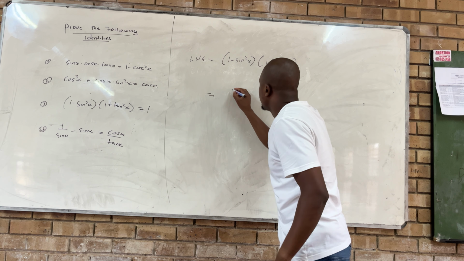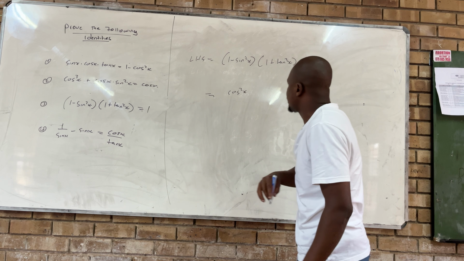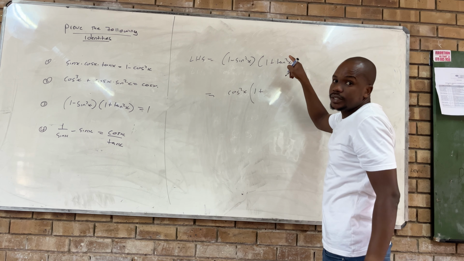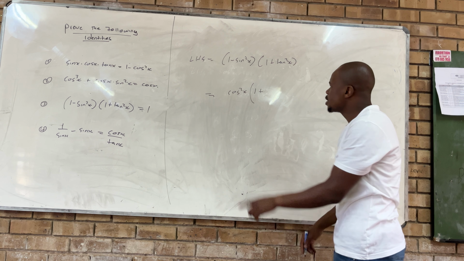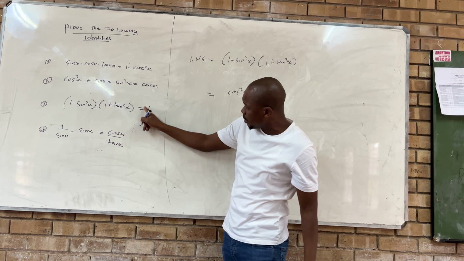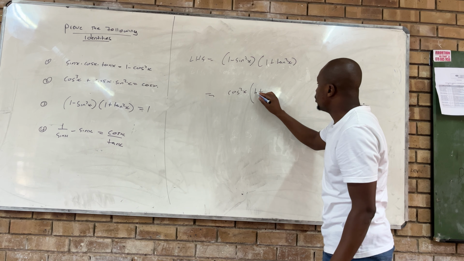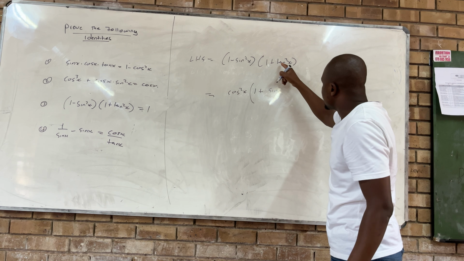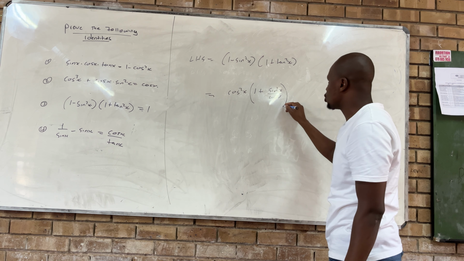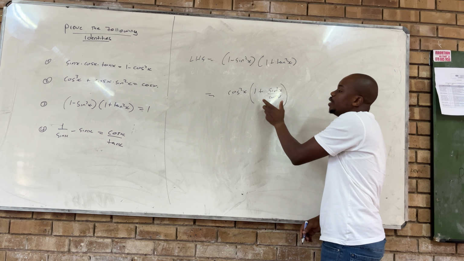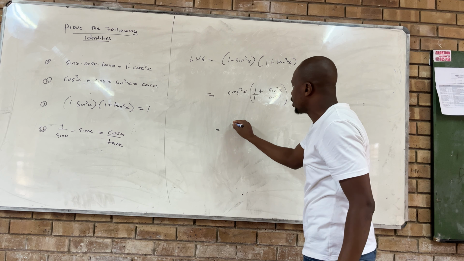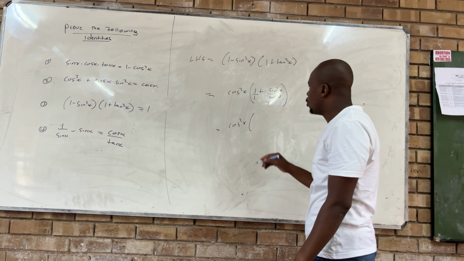So this will be cos squared x multiplied by 1 plus tan squared x. We cannot change the 1 because we need it, since the right hand side should be equal to 1. So this will be 1 plus sin squared x divided by the cos squared x, close bracket. Before you remove the brackets, let's try to simplify these. So this will be cos squared x, open bracket.